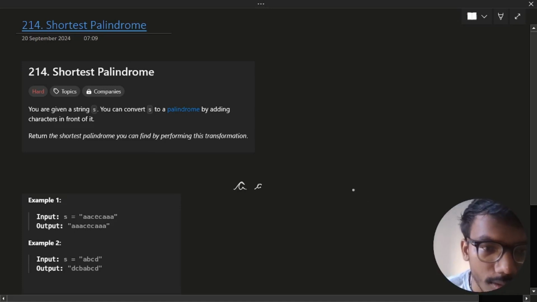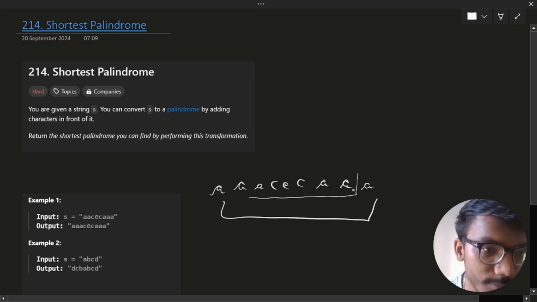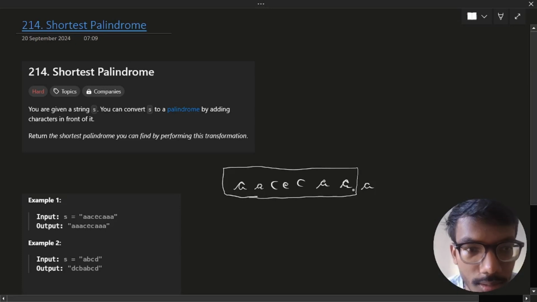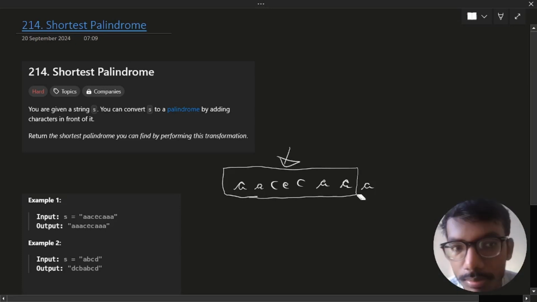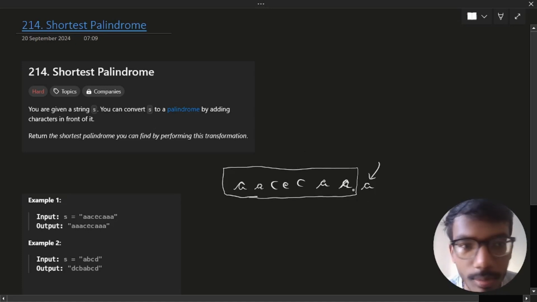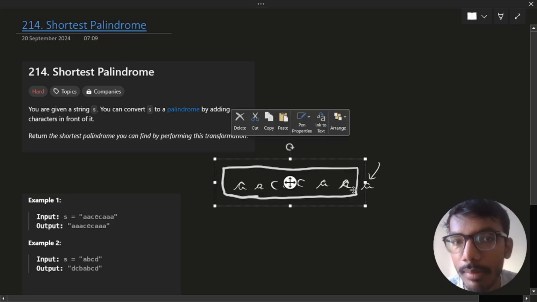Let us say I'm having a string s. This is our string. This is not a palindrome because of this character. If I add another a here, it matches this, so the entire string is a palindrome. Here this substring is a palindrome, and this a is causing us a problem. If I add another a here, I would be getting my answer.